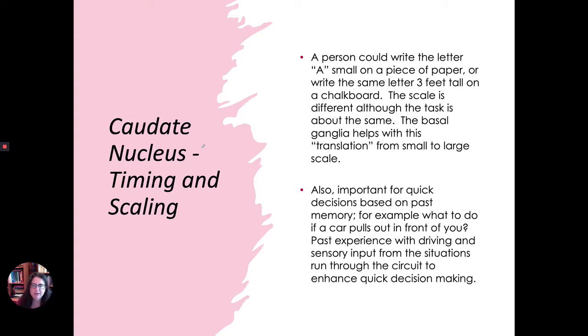Also, the caudate nucleus is good for quick decisions based on past memory. An example would be you've driven a car all the time, and every once in a while someone pulls out in front of you and you have to slam on the brakes and turn to avoid. That's a cognitive thing. That's a complex decision, and the caudate nucleus helps to make that motor decision quicker and more efficient for you.